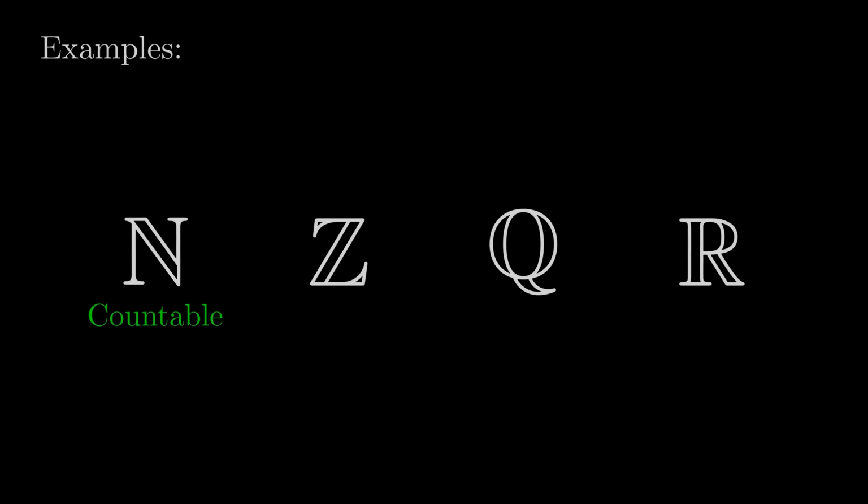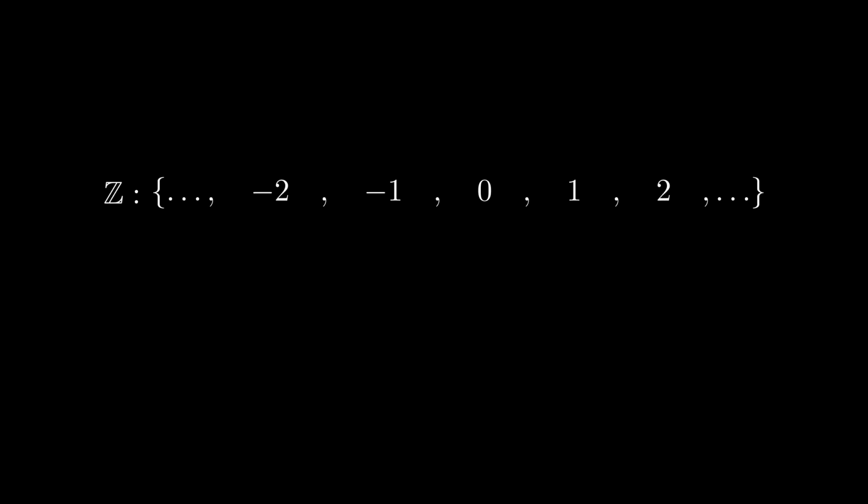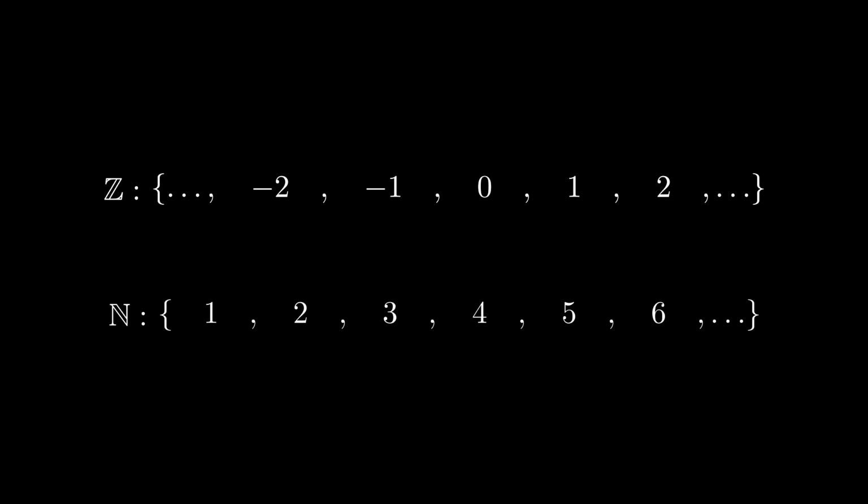Armed with our knowledge of cardinality, let's try to identify the size of some well-known infinite sets. The integers is the set containing the natural numbers and their negative counterparts. Intuitively, this set has double the elements as the naturals, so surely its size is a higher class, right? Well, no, in fact, it is also countable.